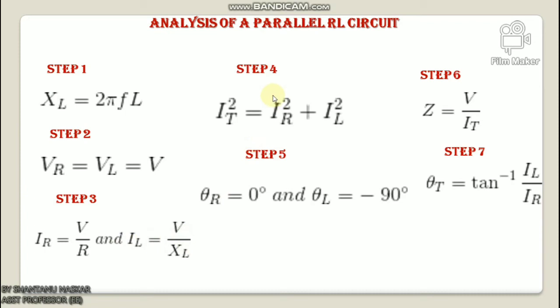Step 4: now calculate the total current, which is I squared T equals I squared R plus I squared L. Step 5: determine the phase angle for resistor and inductor, and for a parallel circuit it is always theta R equals 0 degree and theta L equals minus 90 degree.